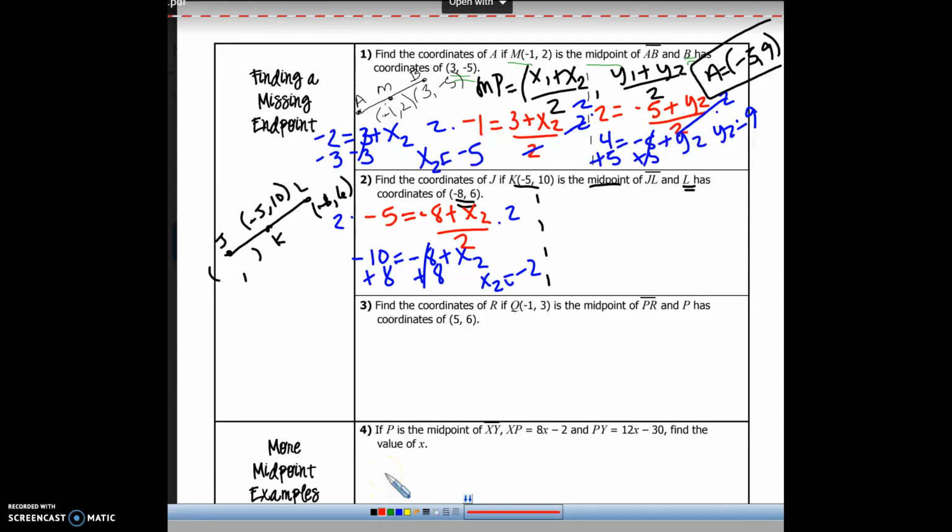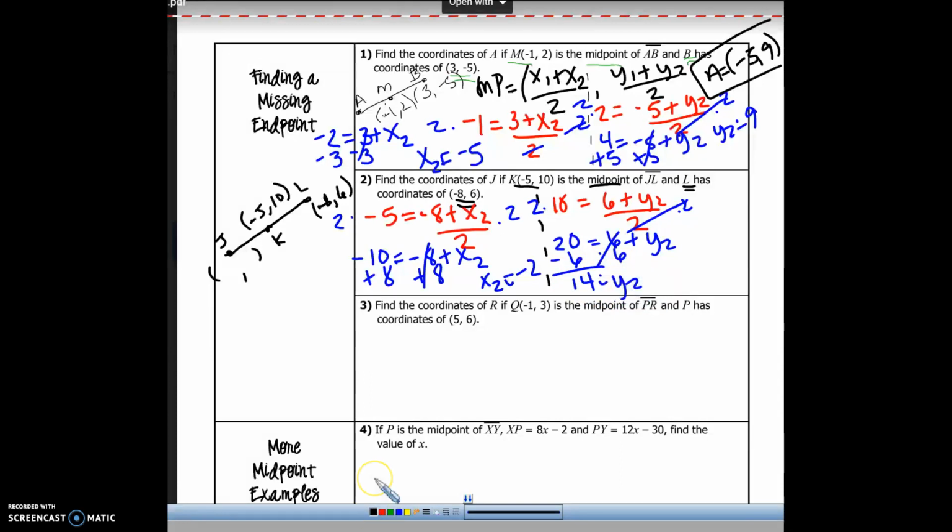Now I got to get the y value of the coordinate. So the y value of the midpoint is 10. 10 equals, my y value here on my endpoint is 6 plus y2 all over 2. Again, I'm going to multiply to get rid of that 2 on the bottom. So that's going to give me 20 equals 6 plus y sub 2. I'm going to subtract that 6 over. 14 is going to equal y sub 2.